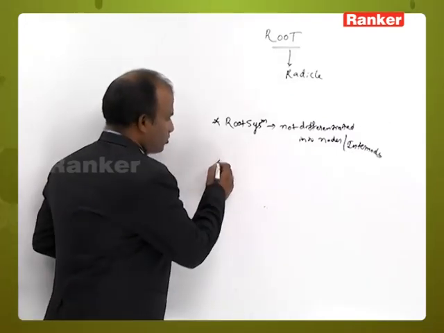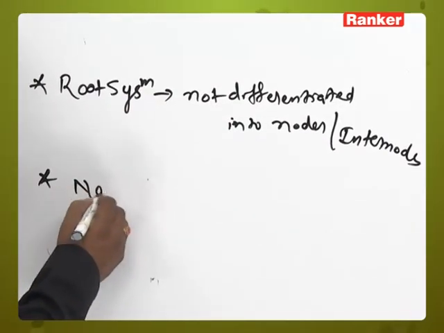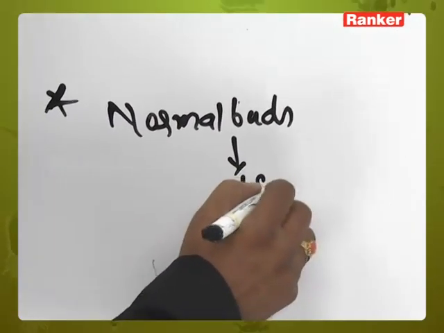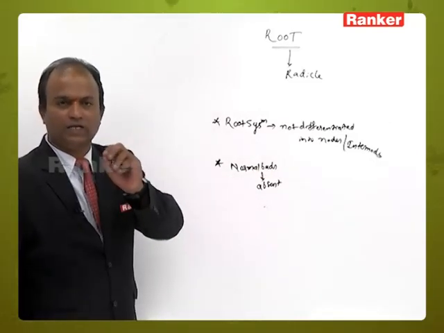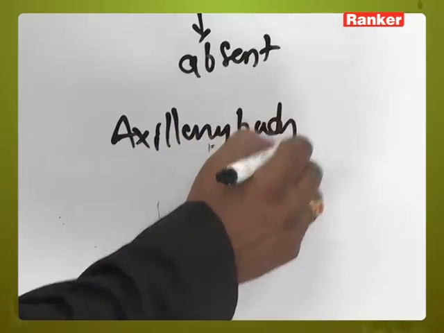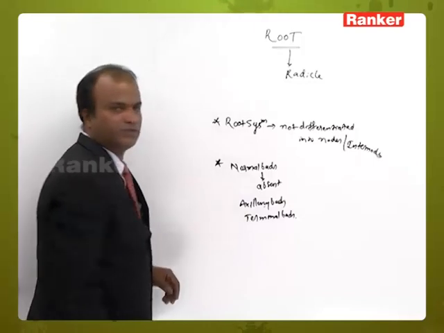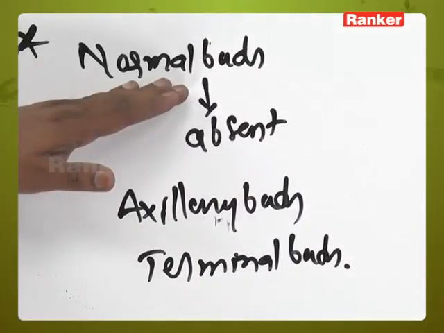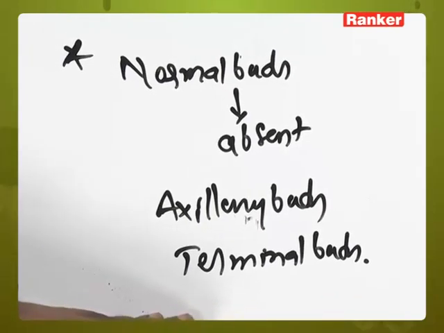In the root system, are axillary buds, that is normal buds, present or absent? They are absent. What are called normal buds? Normal buds are nothing but axillary buds, and also terminal buds. That means the root system does not show axillary buds or terminal buds.